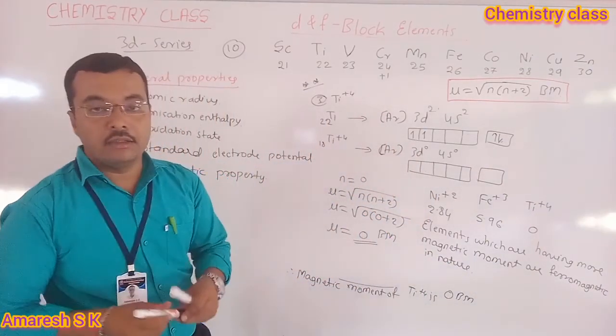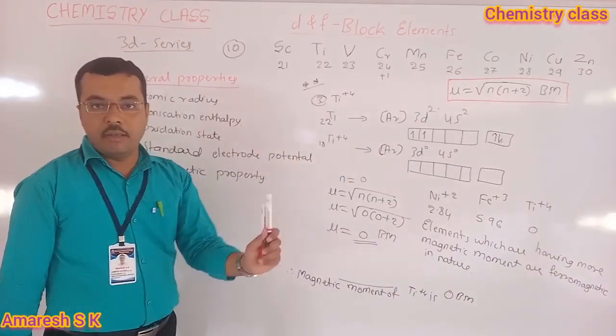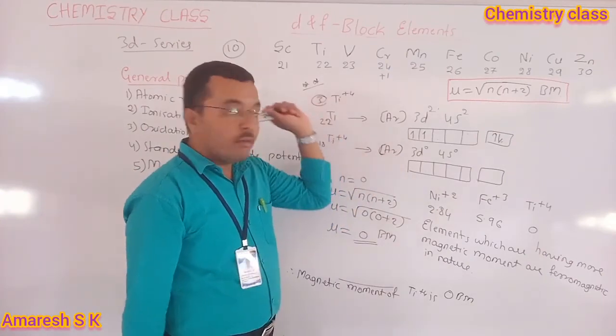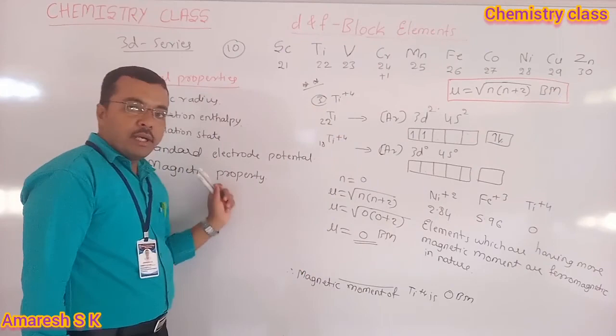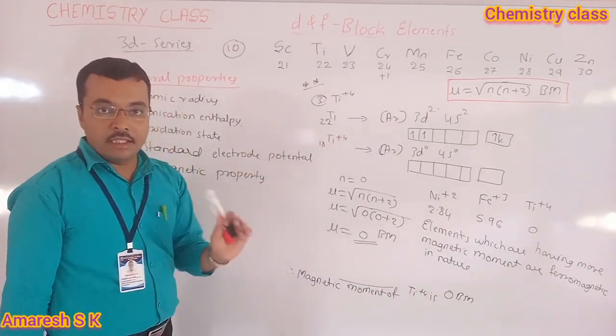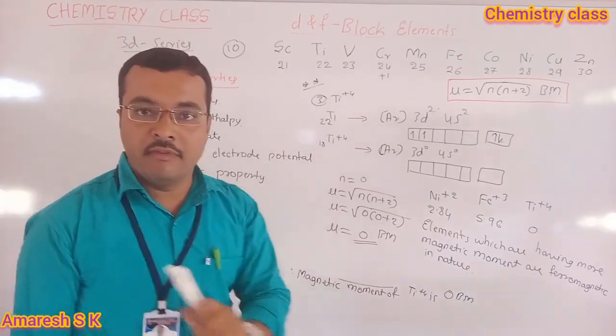This is the conclusion drawn from the magnetic property of the metals of the 3d series of elements. This is the conclusion drawn from these elements. This is about the magnetic property or magnetic moment of 3d series of elements. In the next class, we are going to discuss the next continued part of this 3d series of elements. Thank you.